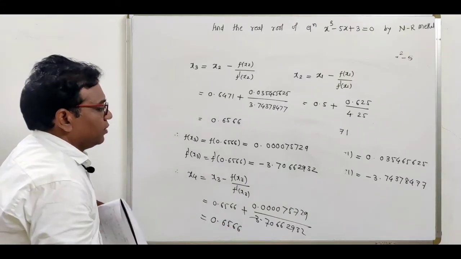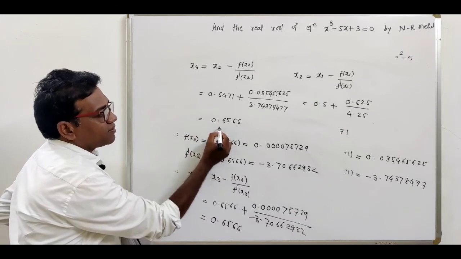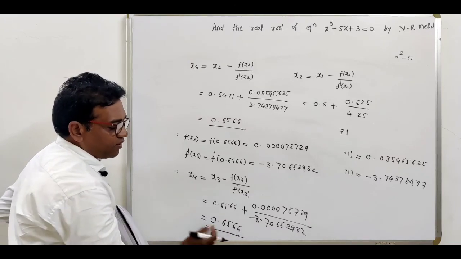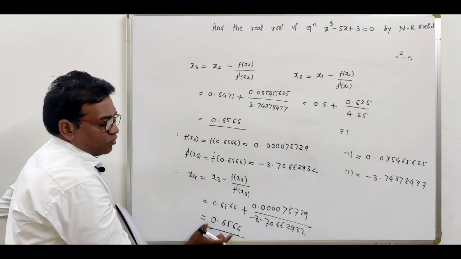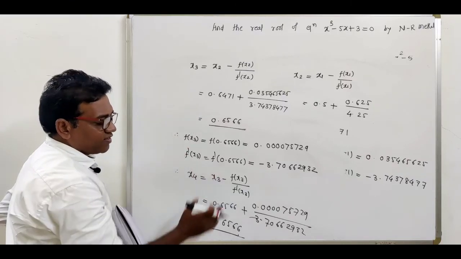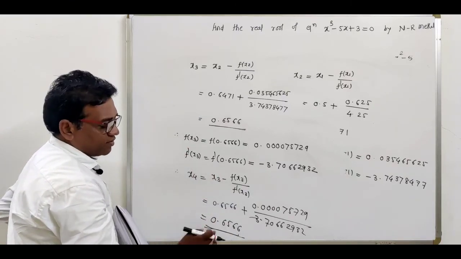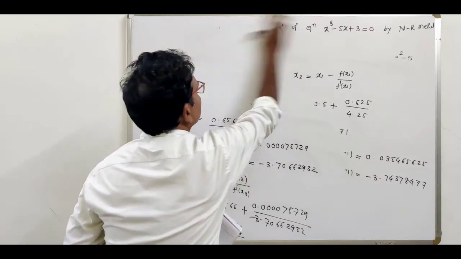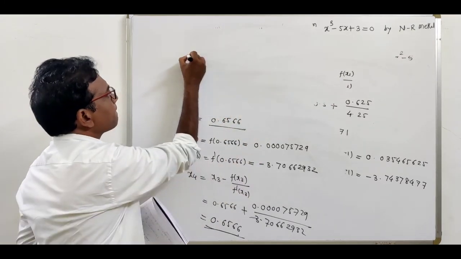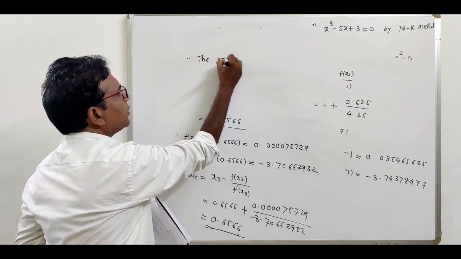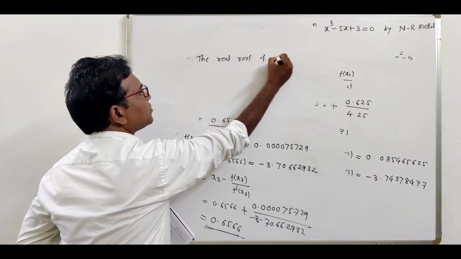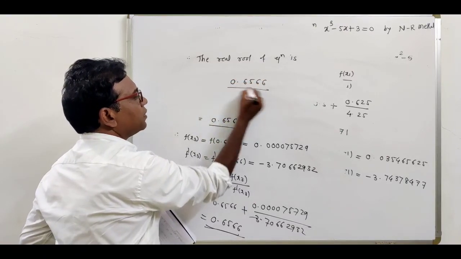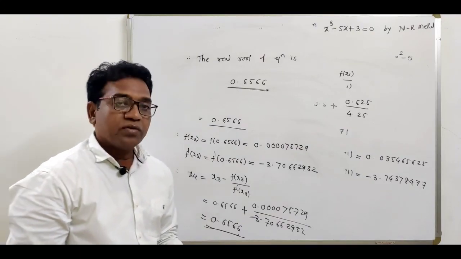So see, the third approximate root is 0.6566, and the fourth approximate root is again the same value, 0.6566. So up to 4 digits, the values of x3 and x4 are the same. So we can say that 0.6566 is the root of the equation. Write down the conclusion. Therefore, the real root of the equation is 0.6566. So thank you for watching.